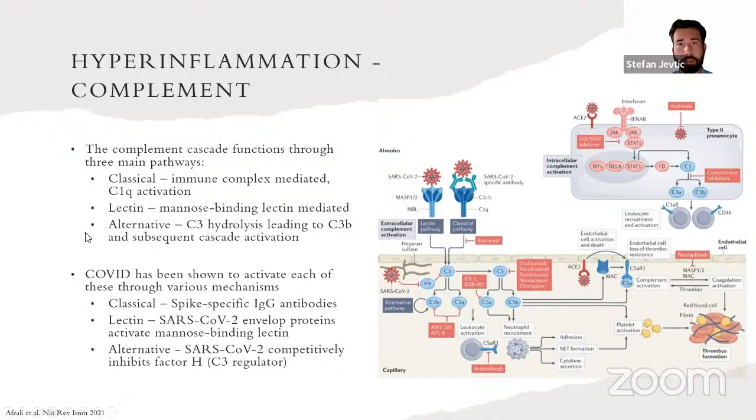And lastly, we have the alternative pathway. This is an interesting pathway in that it's a spontaneous hydrolysis of the C3 protein, leading to formation of its components. Generally, this is regulated by inhibitory factors, such as factor H, that prevent this from occurring in the absence of an inflammatory signal. As you can likely imagine, COVID has been shown to activate all three of these pathways in various studies, again supporting that hyperinflammatory state.